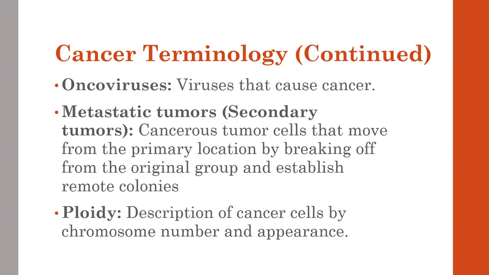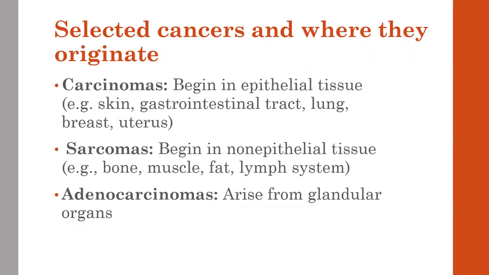Oncoviruses, this is going to be like HPV, different viruses that cause cancer. Metastatic tumors, these are secondary tumors, and this is where cancerous cells break off from the primary location and they move through the body and create new tumors. Ploidy is looking at the genetics and describing by chromosomal number and appearance.